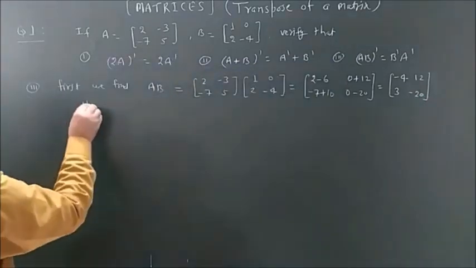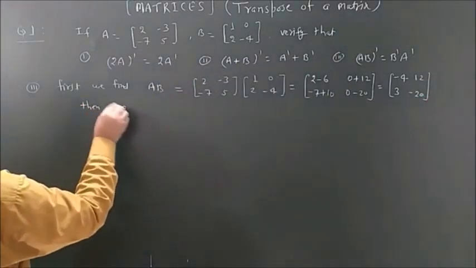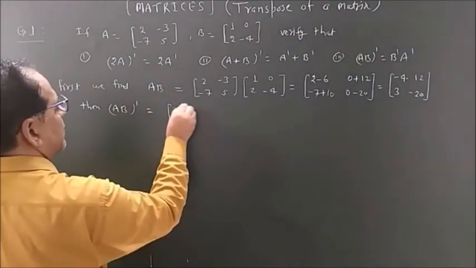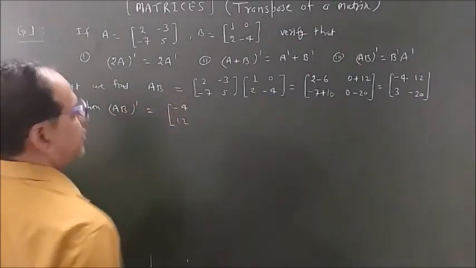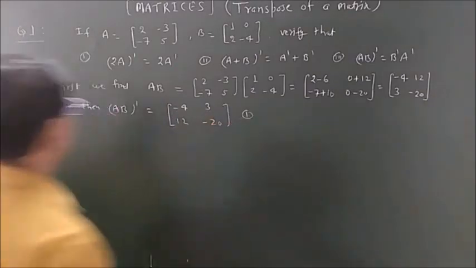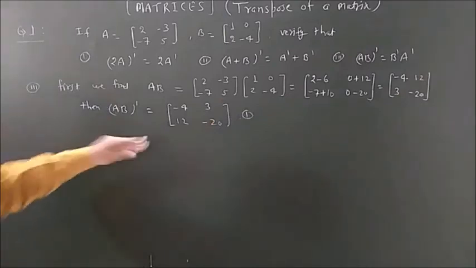Then (AB) transpose can be written as [minus 4, 3; 12, minus 20], interchanging the rows and columns. Assume this is equation one. So this is the value of (AB) dash.